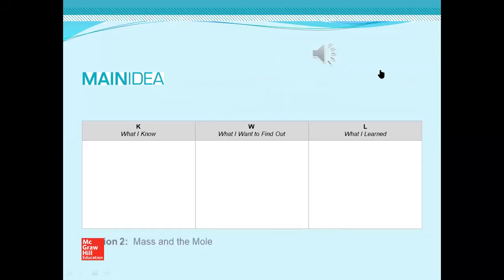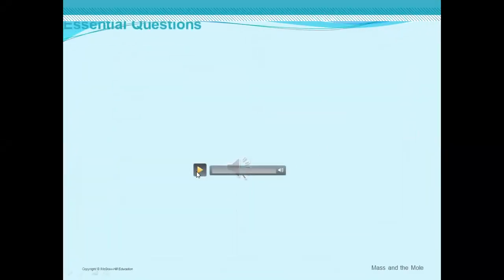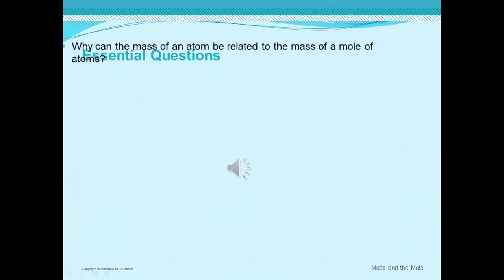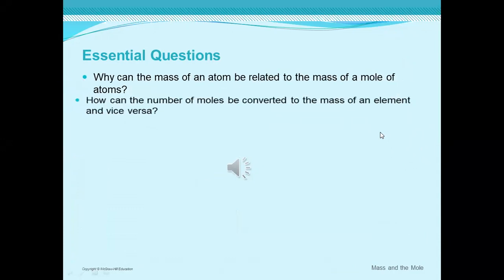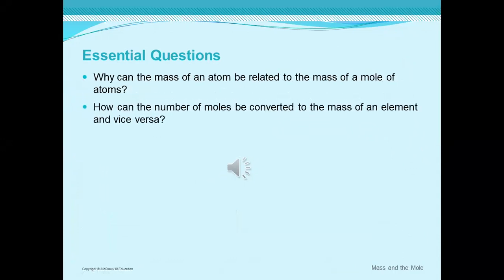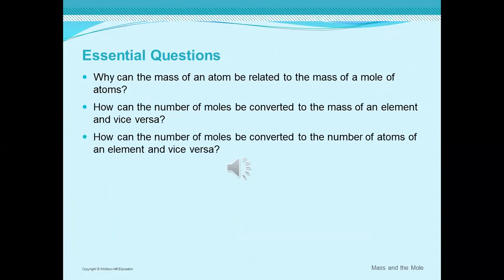A mole always contains the same number of particles. However, moles of different substances have different masses. Essential questions. Why can the mass of an atom be related to the mass of a mole of atoms? How can the number of moles be converted to the mass of an element and vice versa? How can the number of moles be converted to the number of atoms of an element and vice versa?